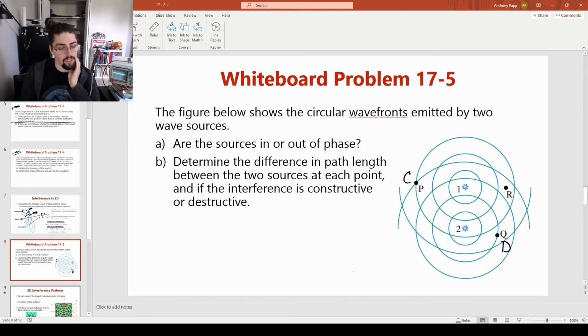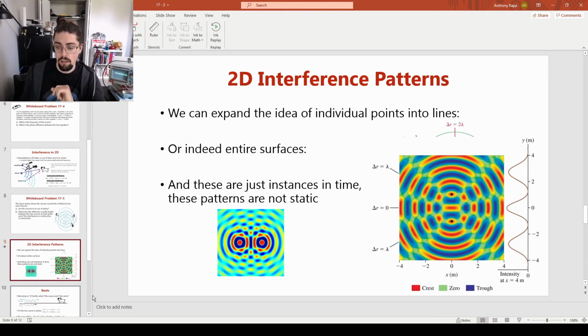Let me get to that in just a second. Constructive: trough lines up with trough. Each of these, how do we know it's constructive or destructive? We're looking at the picture and saying, okay, if it's constructive, it's going to be adding up. Peak lines up with peak. That means perfectly constructive.